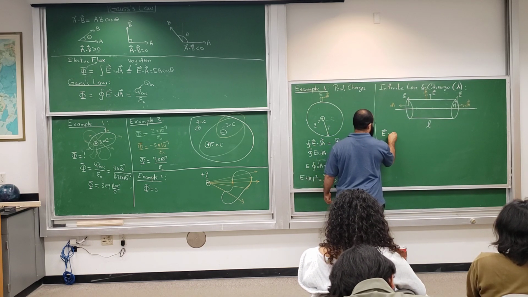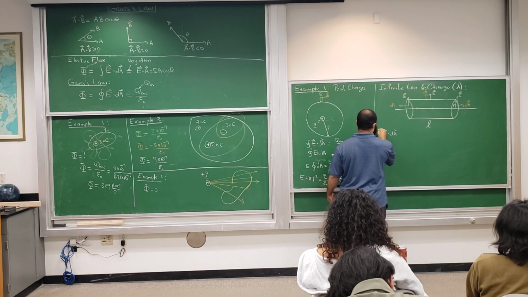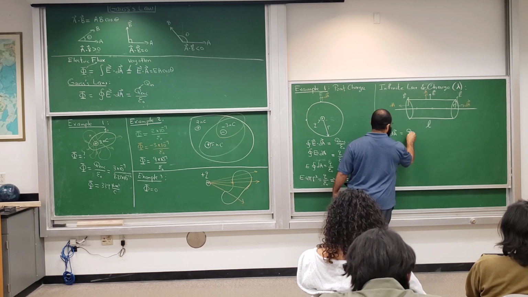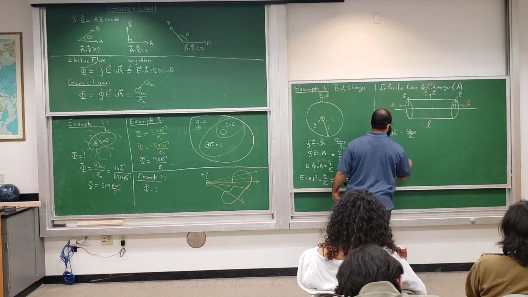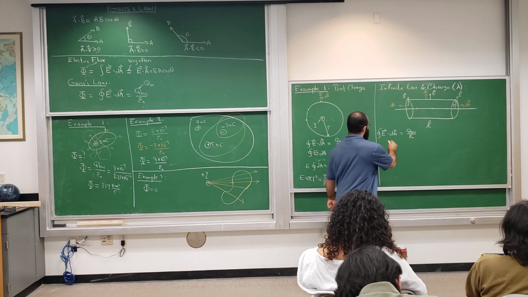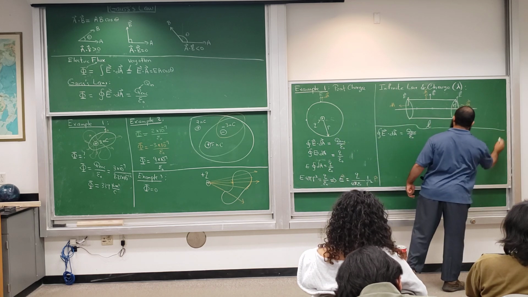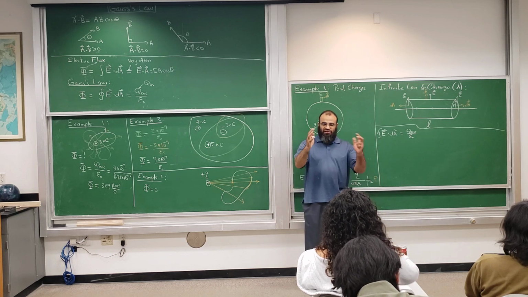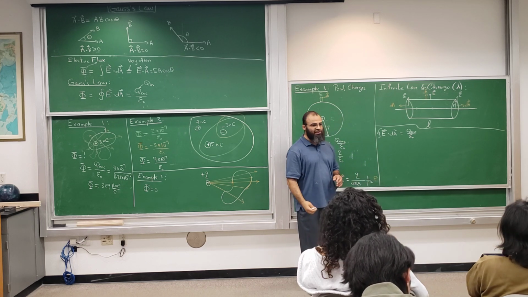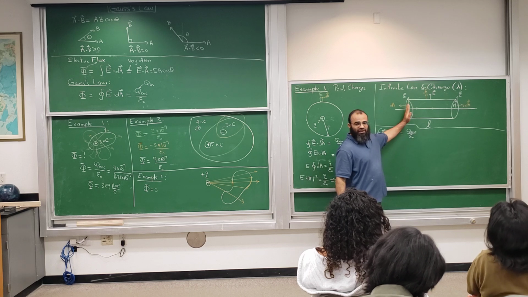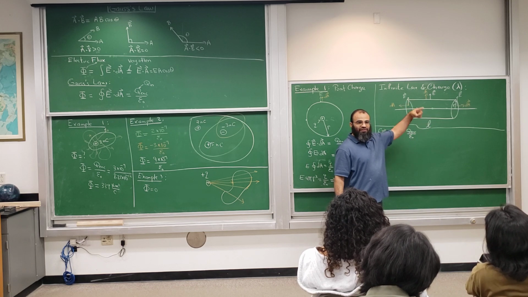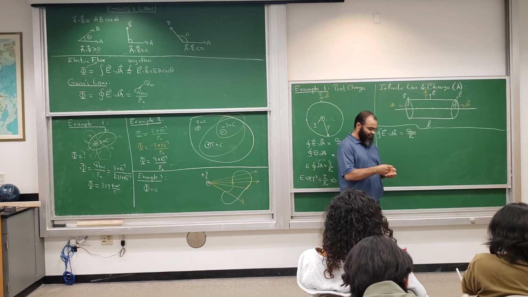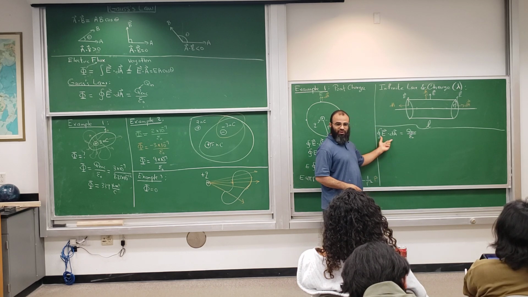Gauss's law says the closed surface integral of E dot dA is equal to the charge enclosed by that surface over epsilon naught. Now, a closed integral means I need to include the whole cylinder. What does a cylinder consist of? It consists of a left end, a right end, and the round part, or the middle part. That's the whole cylinder. So I can break my integral into three parts.